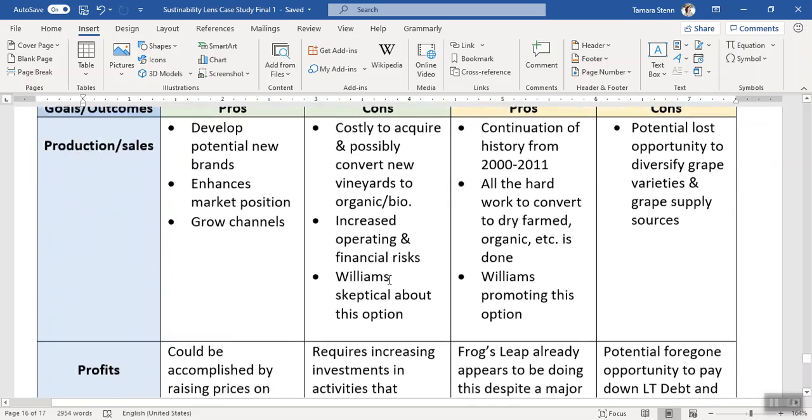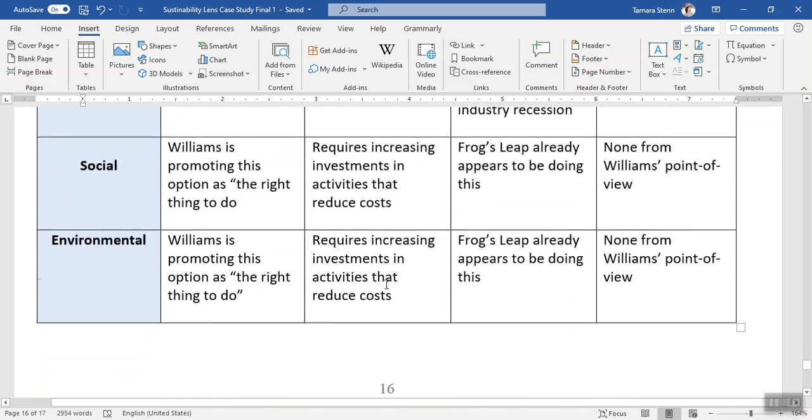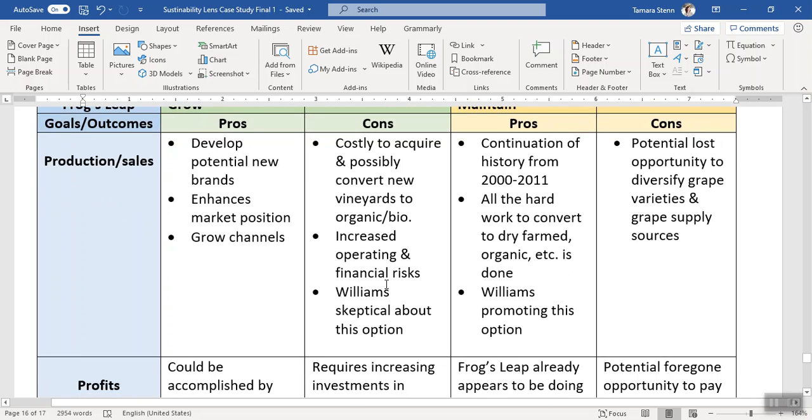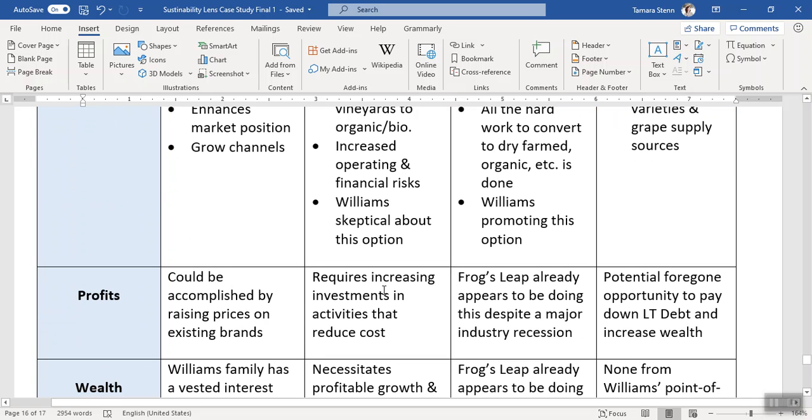When we're looking here at profits, right? So we're looking at the production, the profits, the wealth, the social, the environmental. Okay, when we're looking at profits, what they could grow, right? A pro for that would be accomplished by raising prices on existing brands, right? You sell your wine for more money, you'll make more money. Right now they're at about $20. Some wines are $30, $35. What if they make a $60 wine? Okay, the con with that, the downside, is you'd have to increase investments in activities that could reduce costs.